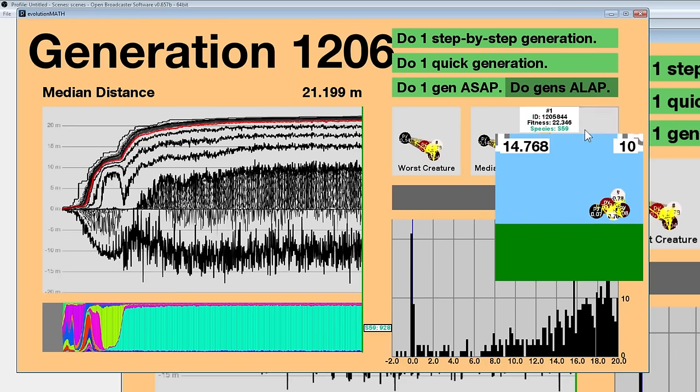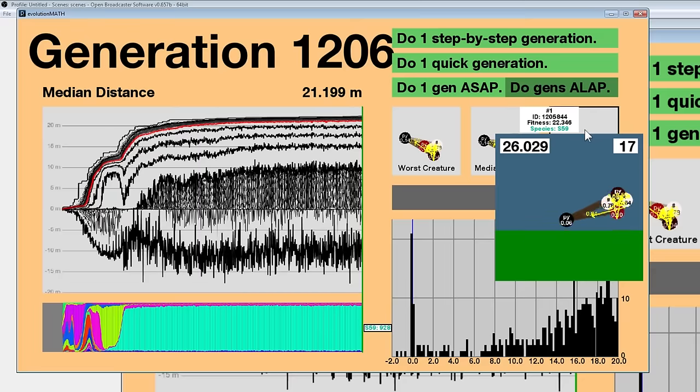Yay. So I was not lying when I said that these creatures got three times as far as last year's creatures. See, they got to 21, which is 3 times 7. But they did not get any further than that.